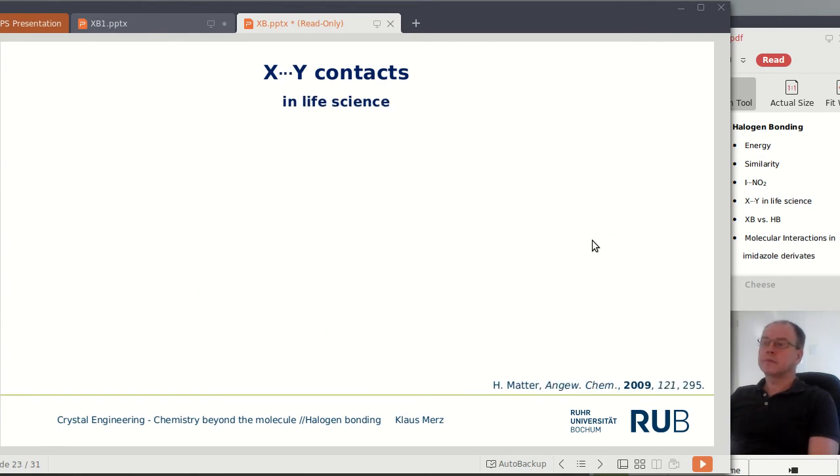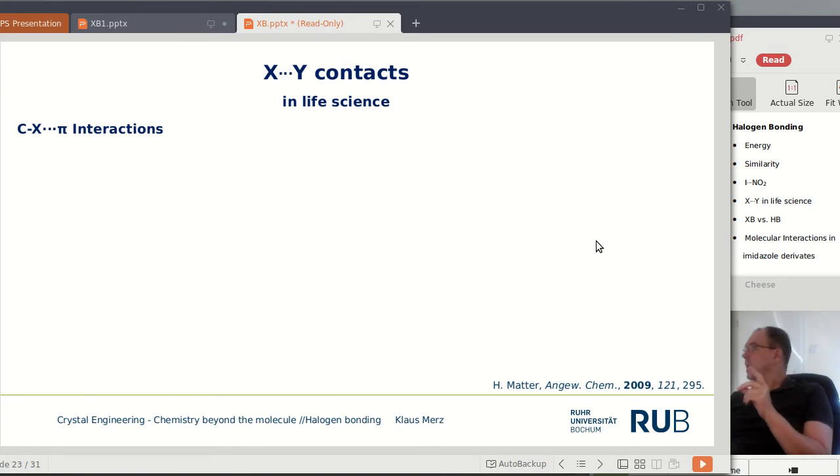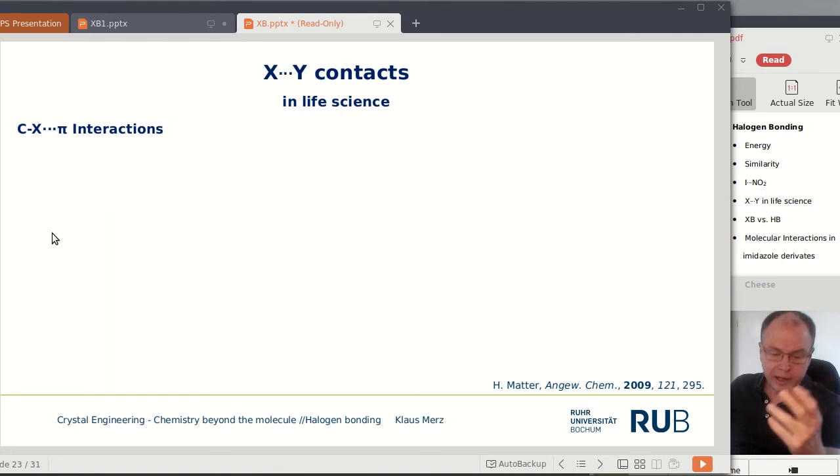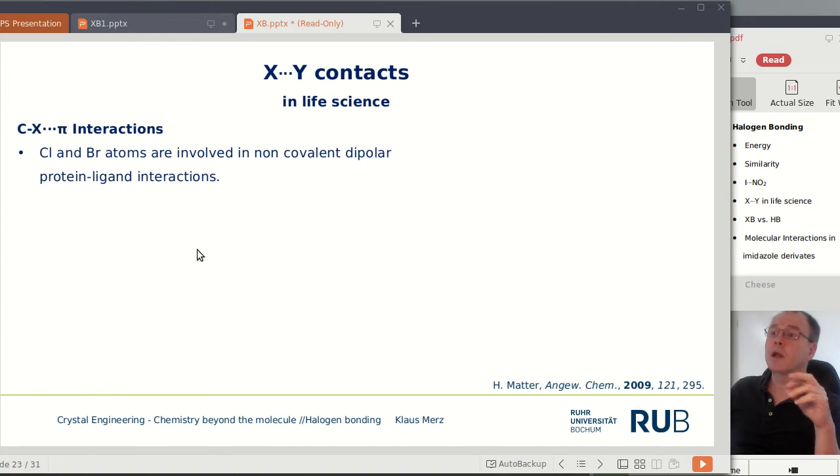Now, going on. Next step. X epsilon contacts in life science. Is it useful? And directly the answer is yes. What we see in life science very often is an interaction of the carbon halogen bond, this unit, with a pi system. And very often in such a way that this CX stick is directly orientated on the middle of a pi system.